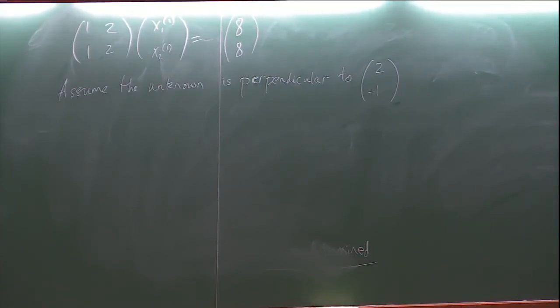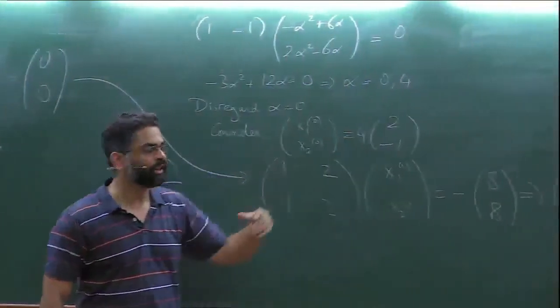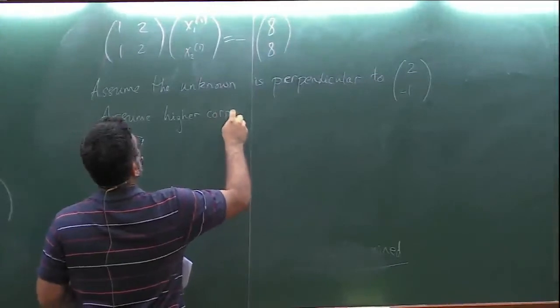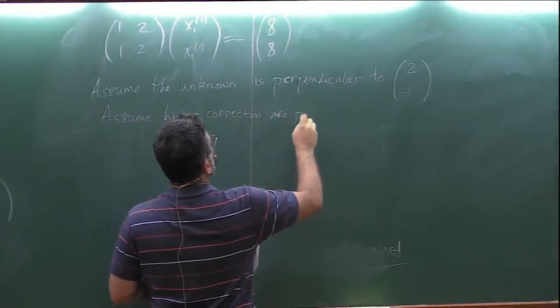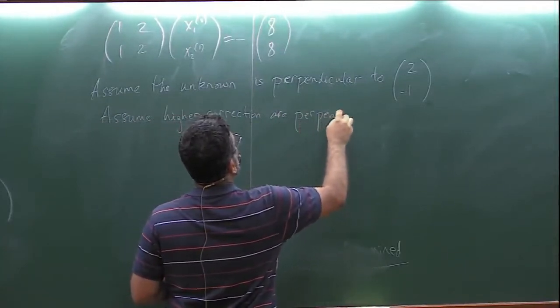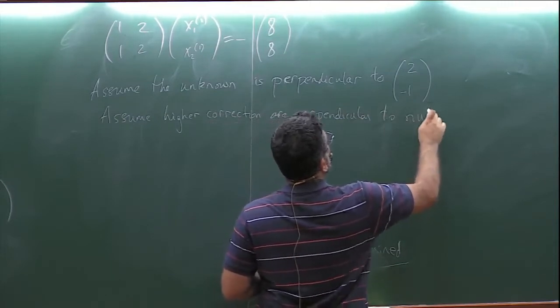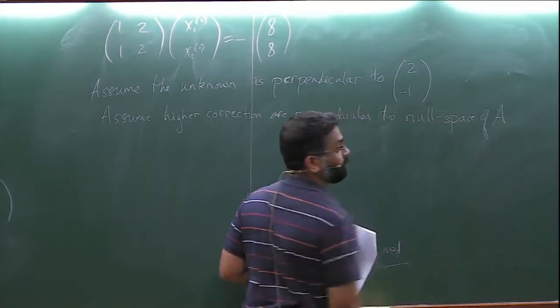If there was something in the direction of 2 minus 1, put it here. Don't put it in the correction. So we will effectively assume higher corrections are perpendicular to the null space of A.